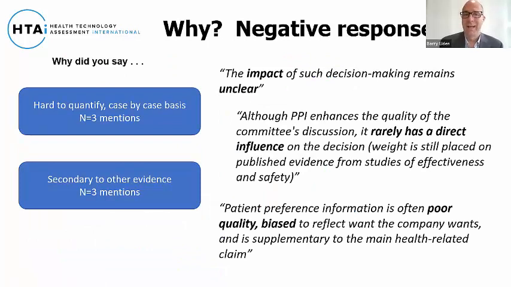So when asked why there were some negative responses, in that it was hard to quantify or it was maybe secondary to other evidence, you see some of the qualitative responses here: the actual impact of PPI in the decision itself is unclear, or it's rarely used in the actual weight of the decision. And some of that may be a perception that the quality of the data could appear to be poor or biased in some way.